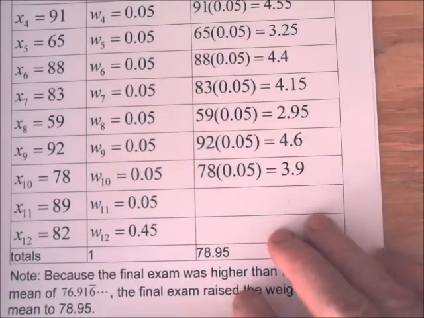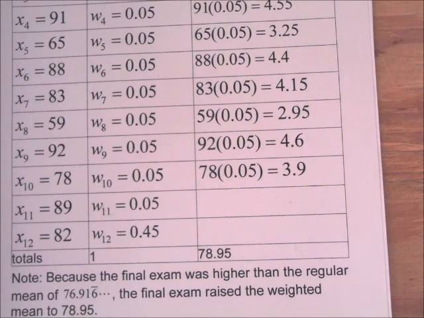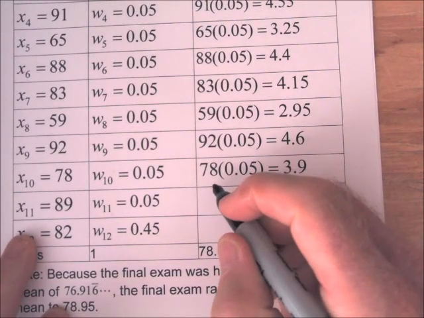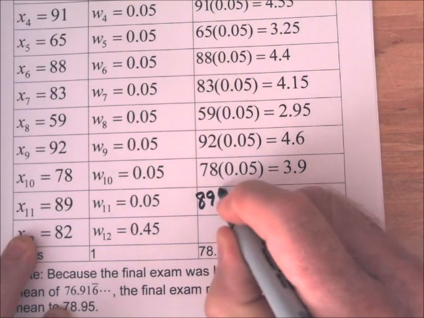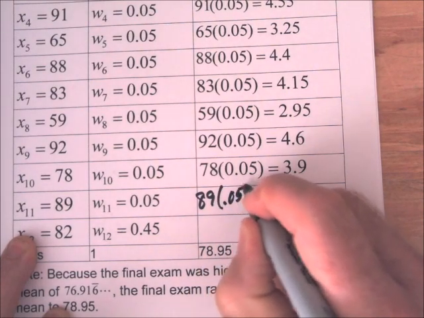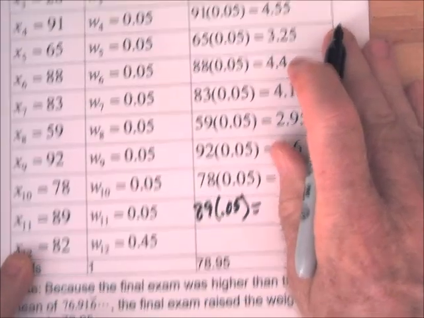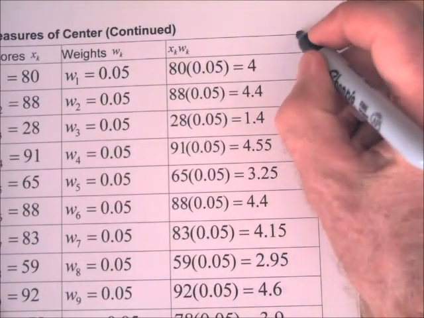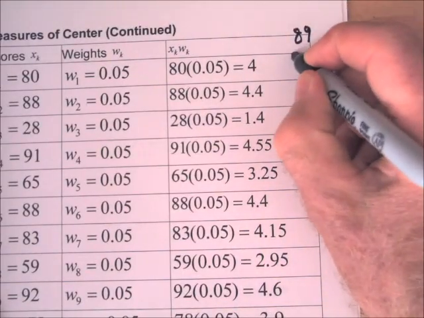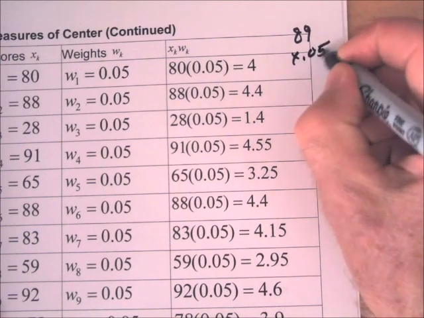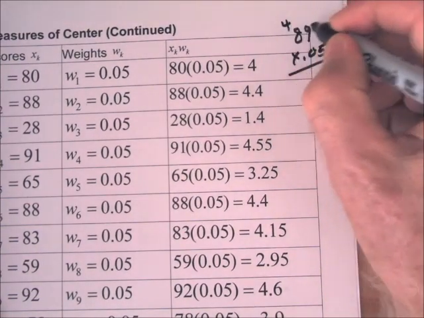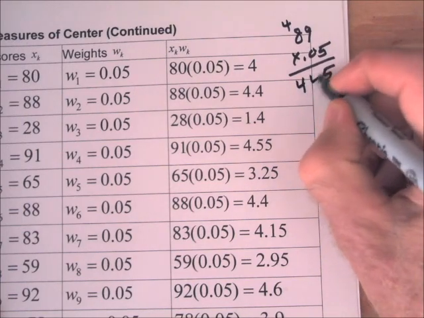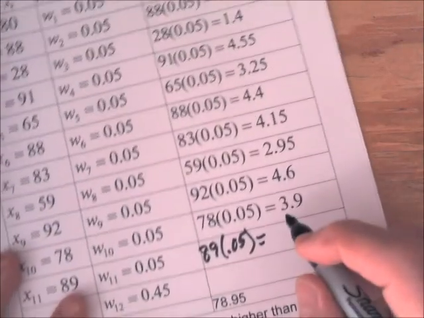Last two I didn't fill in yet. I'll fill those in now. So the 11th exam, the score is 89, and its weight is 0.05. And we want to multiply 89 times 0.05. 9 times 5 is 45, carry the 4. 8 times 5 is 40, 44. It's going to be 4.45.